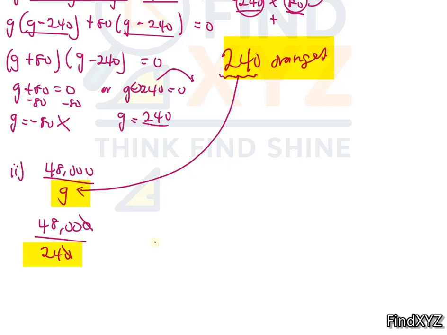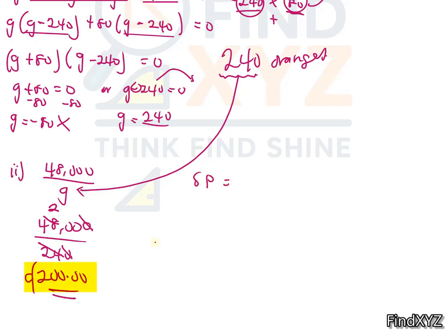0 cancels 0. How many 24 in 48? Definitely 2. So the cost price will now be 200 cedis. So one orange will cost 200 cedis. Now realize that we started by saying that the selling price was the cost price plus 100. Now if we know the cost price is 200 cedis, watch this. So 200 cedis plus 100 cedis will give us 300 cedis. So it means that the selling price was 300 cedis.